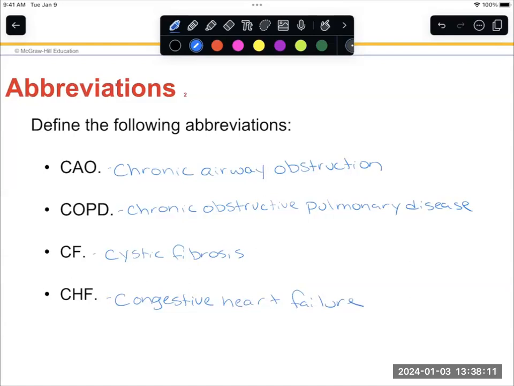Congestive heart failure is one of the leading causes of pulmonary edema. In congestive heart failure, the heart is not pumping the way it should. Blood is backing up into the lungs, which causes excess fluid to start leaving the blood and getting into the lungs.